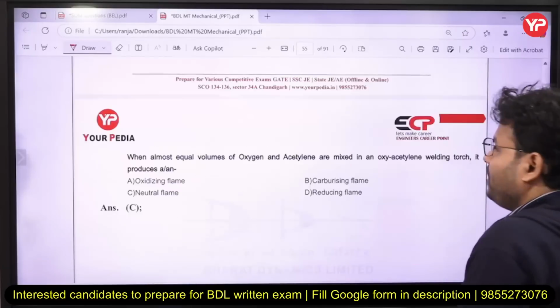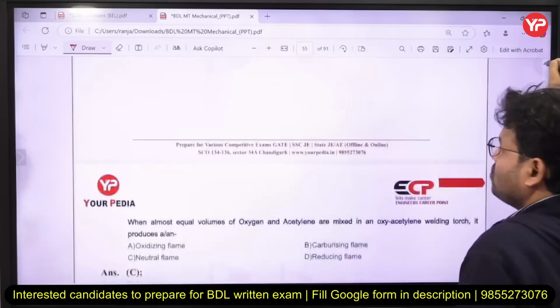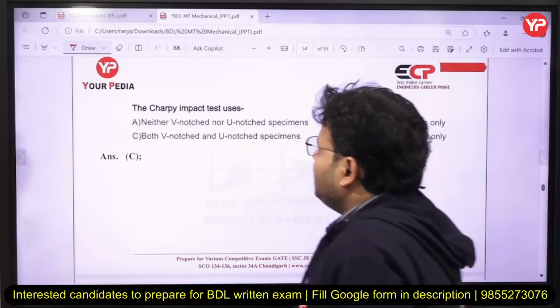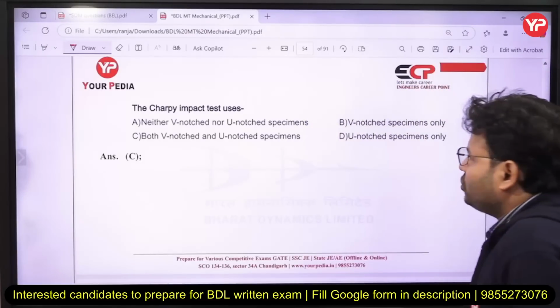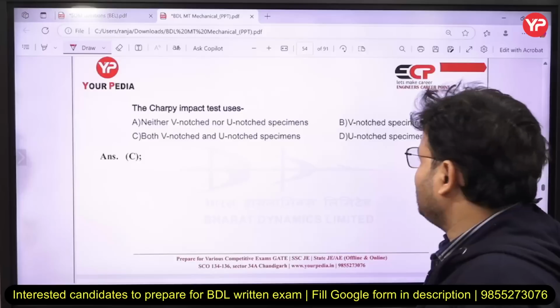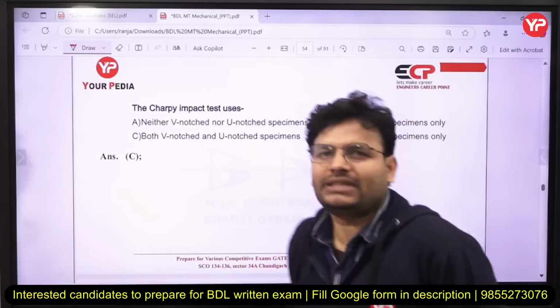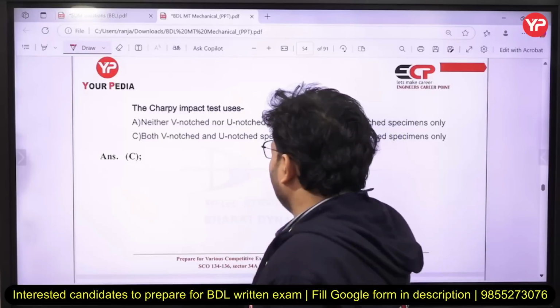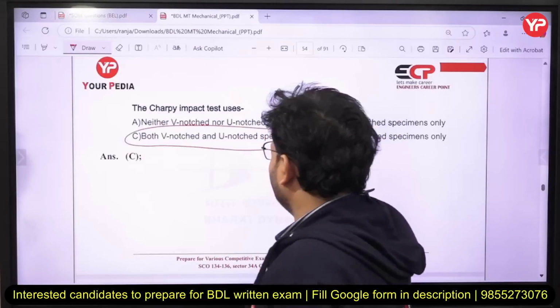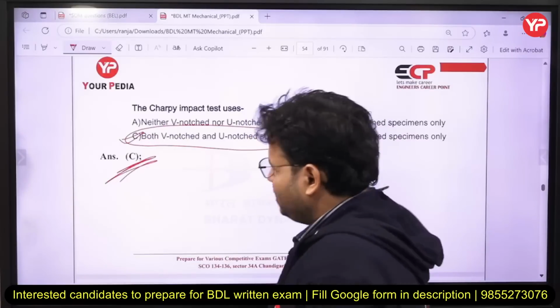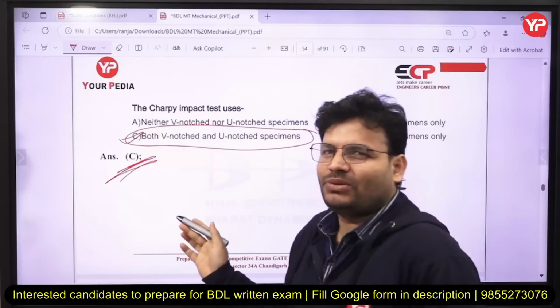Next, Charpy. Okay, the question is: the Charpy impact test uses neither V-notch nor U-notch, V-notch only, both V-notch and U-notch specimens, or U-notch only. So Charpy is basically an impact test, right? In the impact test, you can measure both V-notch and U-notch specimens. So the correct answer is what? C for Chennai.